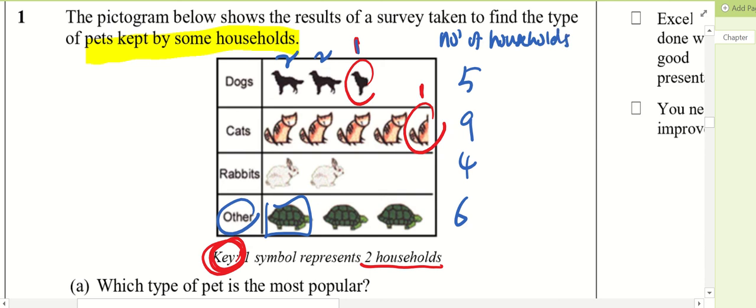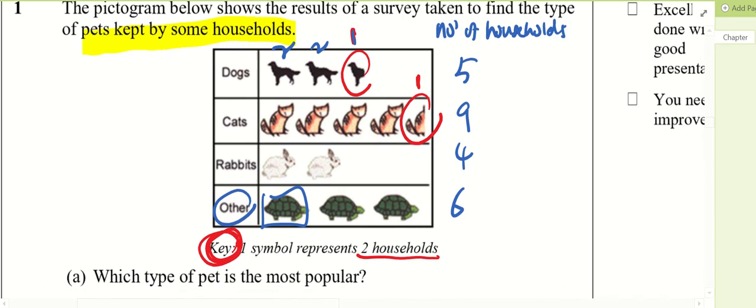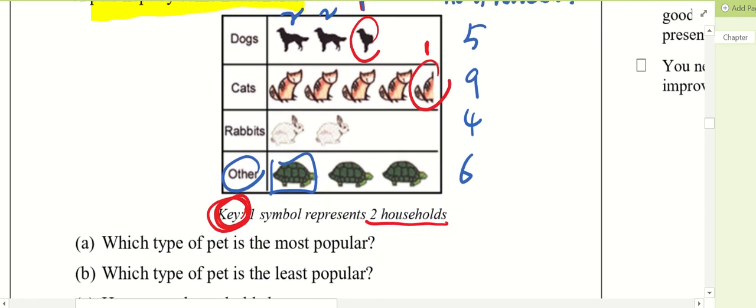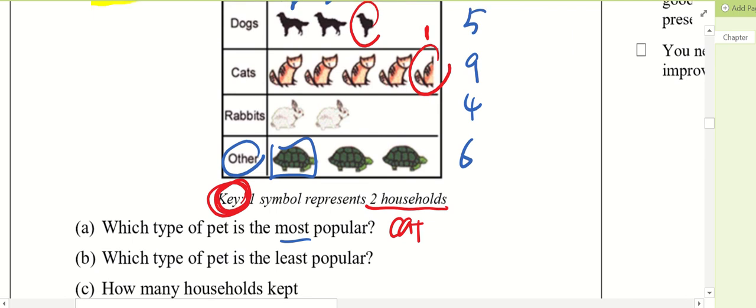Okay, so you should actively turn pictures into numbers, to have a better understanding of what's going on. So which type of pet is the most popular? Please read the question carefully. Most popular, clearly cats, right? Cat. Okay. Which pet is the least popular?